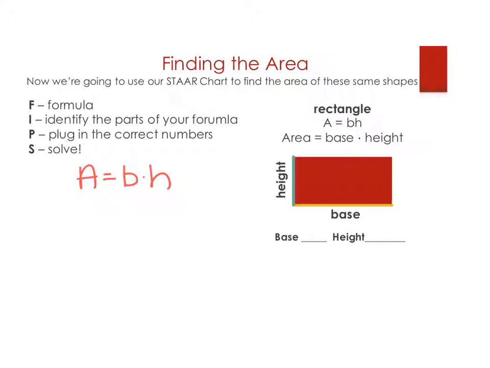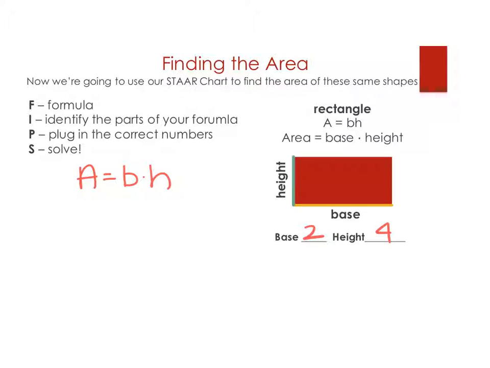Okay, so the next thing is identify the parts of your formula. So I wrote here, if you didn't know, that area equals base times height. And I have a little picture here that the base is going to be the bottom and the height is going to be perpendicular to it. So that base goes this way, the height goes straight up. So I'm going to write down what my base is and what my height is.